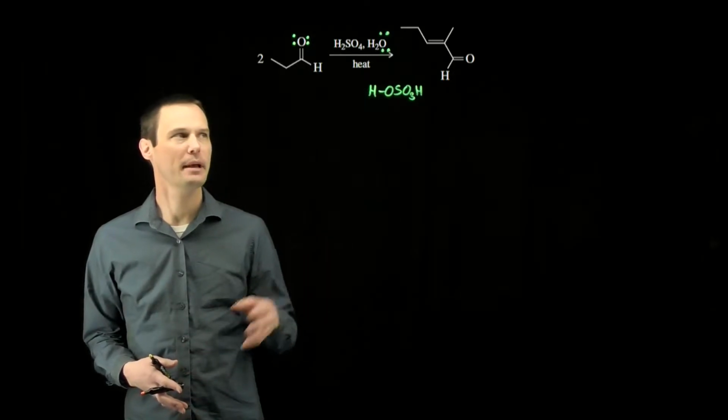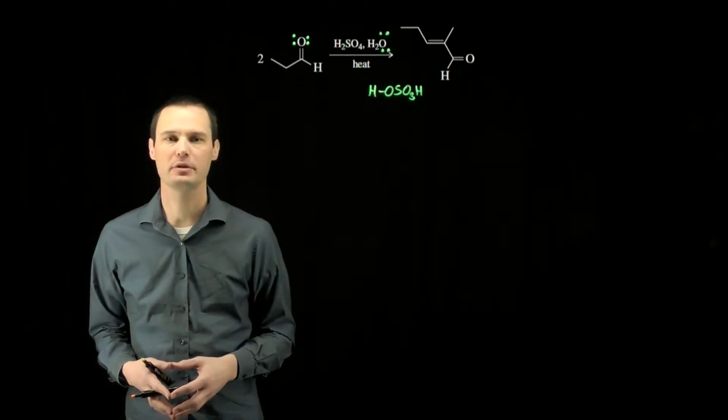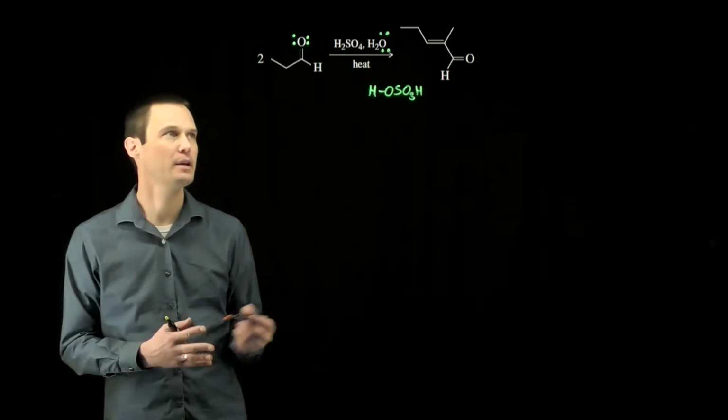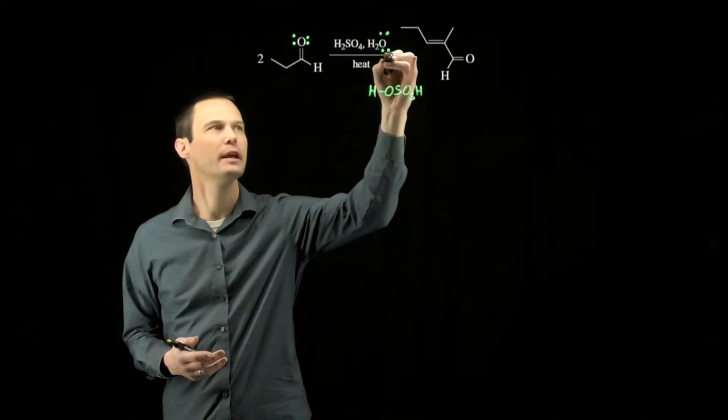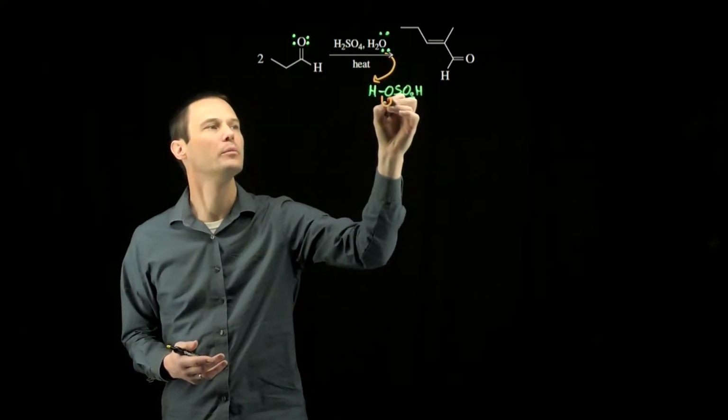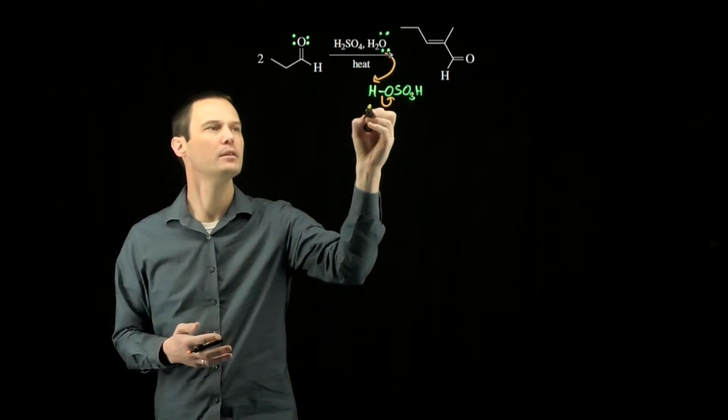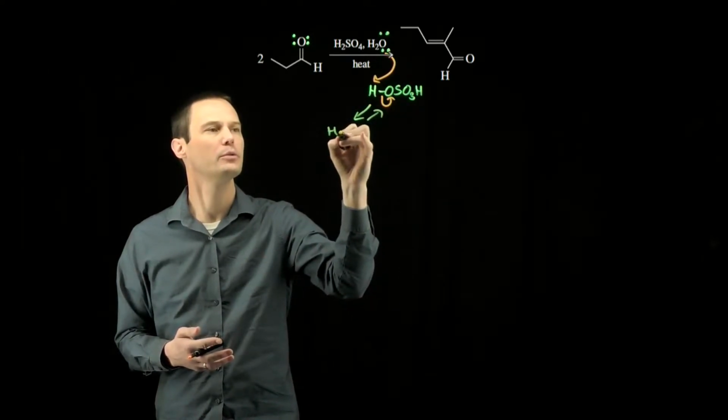This assessment asks us to draw the mechanism for this acid-catalyzed aldol dimerization reaction. The first step of this mechanism will be to protonate water with sulfuric acid. So the oxygen will be protonated by sulfuric acid to form H3O+.